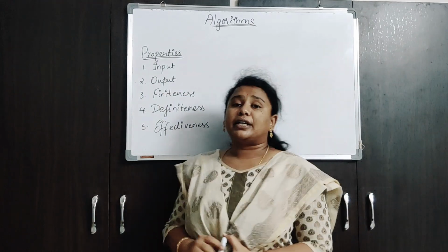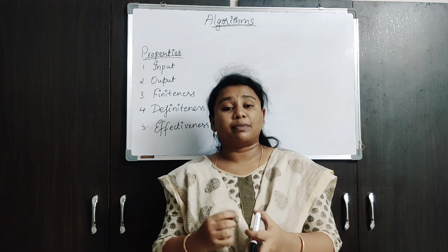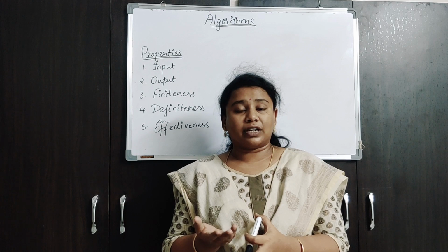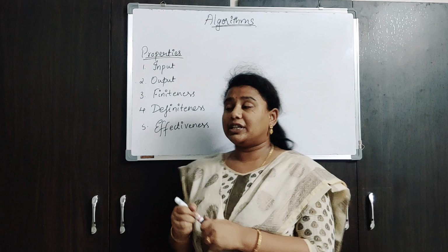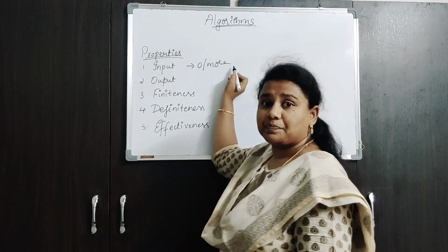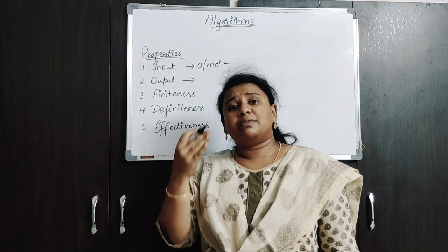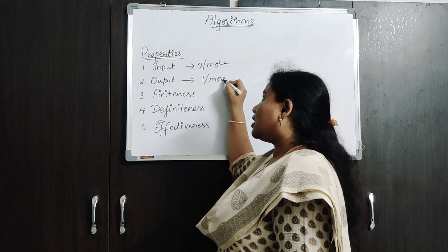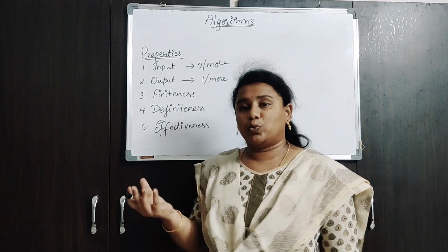Coming to the first property, it is input. Every algorithm may not have any input, and it can have more than one input also. What we mean is, we may not have any inputs and we can have inputs also. It can be clearly stated that it can have 0 or more inputs. Now what about output? After the entire algorithm is traced, we must have at least one output, and possibly more than one output, for us to understand that the algorithm has worked for us.